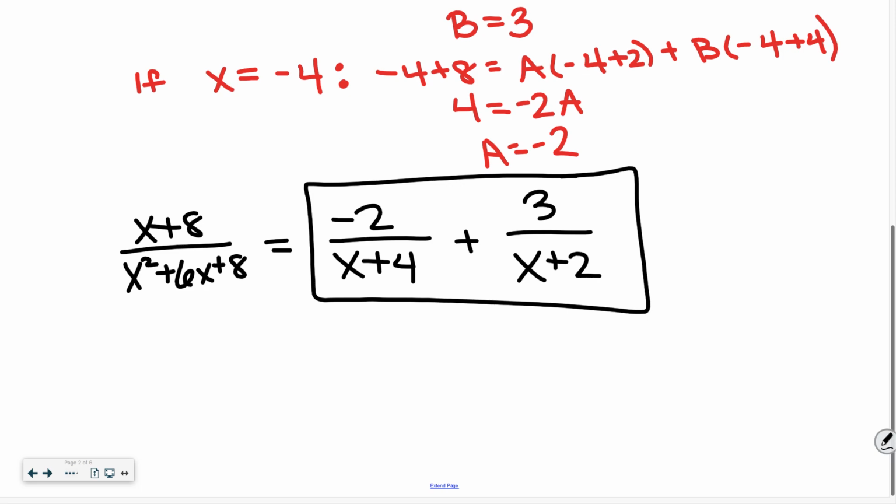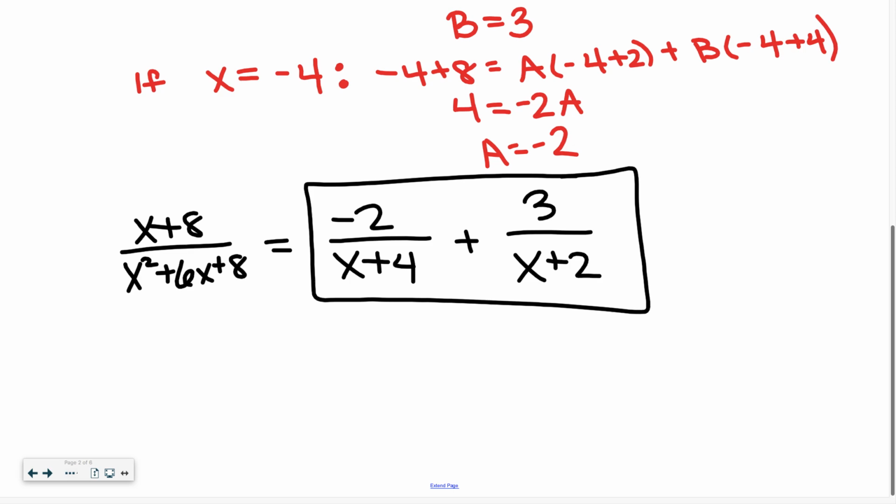Go back to your original setup, a over x plus 4 plus b over x plus 2, and throw in what you solved for, a and b. That's the answer. That's it. But what happens sometimes is I get people so excited that they found a and b, they forget to actually write their answer, which is why I'm trying to make it a big deal right now.